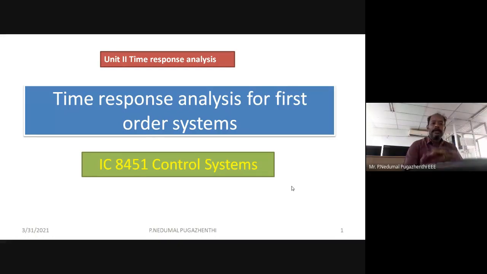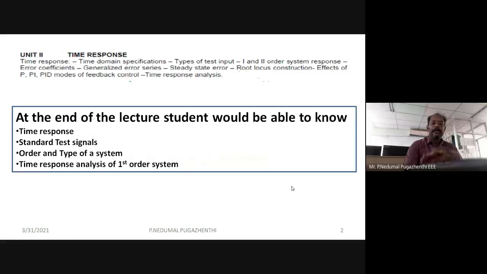If you see the syllabus of the unit, initially time domain specifications will be discussed, then types of test inputs, particularly test signals, will be discussed. Then first and second order system responses based on the test signals. Then error coefficients, generalized error series, steady state error, root locus construction, and effects of various conventional control, particularly feedback mode. In general, we will be talking about all of time response analysis.